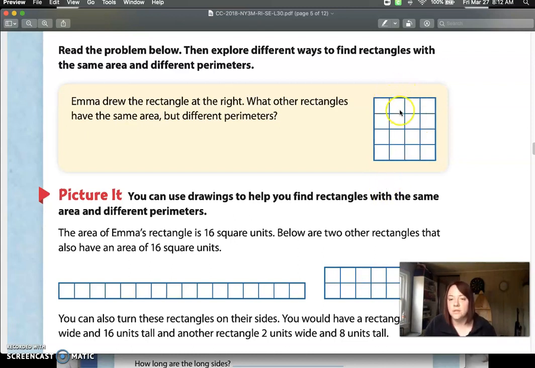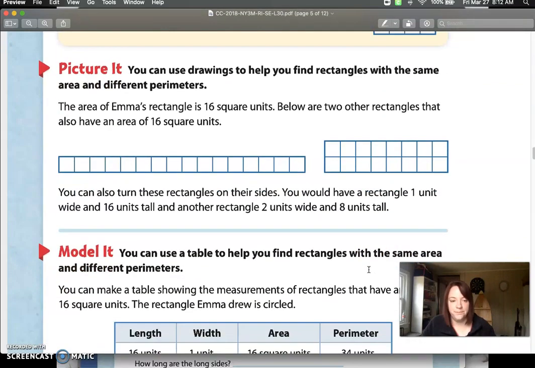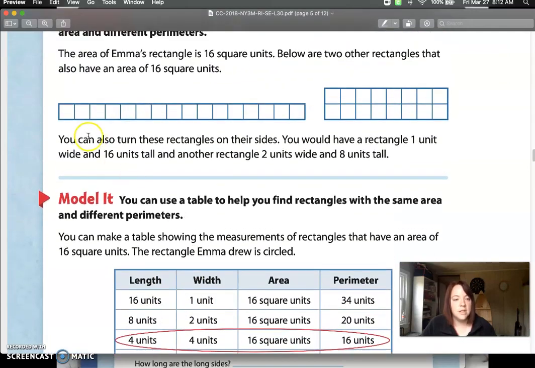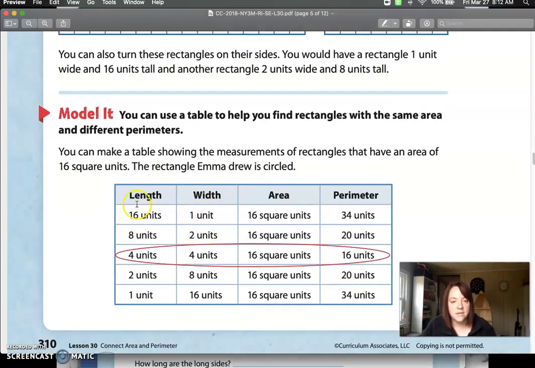Let's look up here at her rectangle she drew. We know that this side is 1, 2, 3, 4. We know this side is 1, 2, 3, 4. So we have 4 plus 4 is what? 8. Plus 4 is 12, plus 4 is 16. Now this one has the same area and perimeter as this one, but not this one. So sometimes they'll be the same, sometimes they'll be different. Here it's just showing you how they broke it apart. This one right here has 1 and then 16 across. So 1 is the width, and 16 is, we found out, the area.